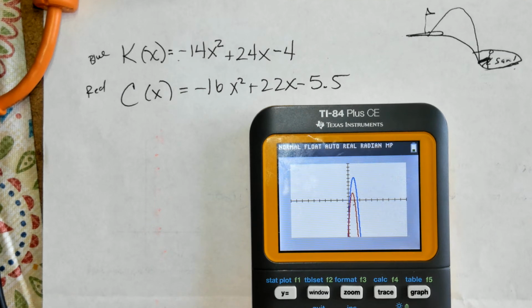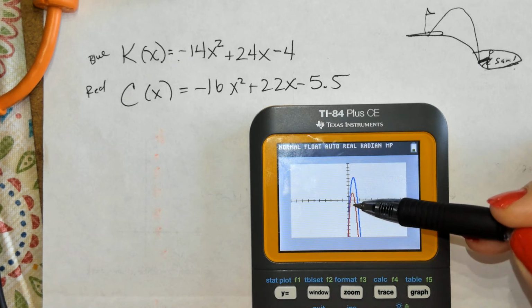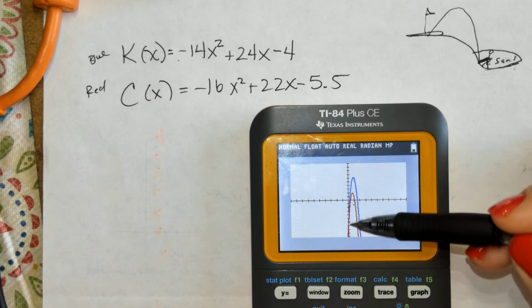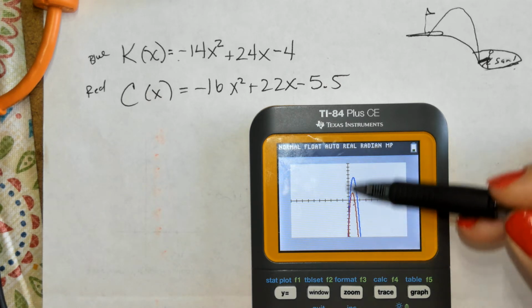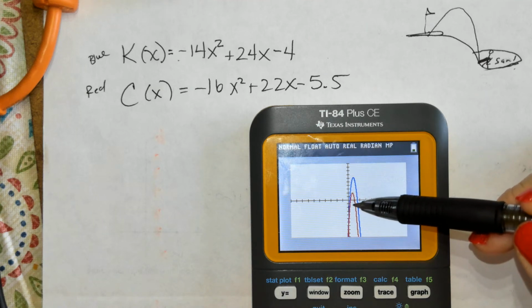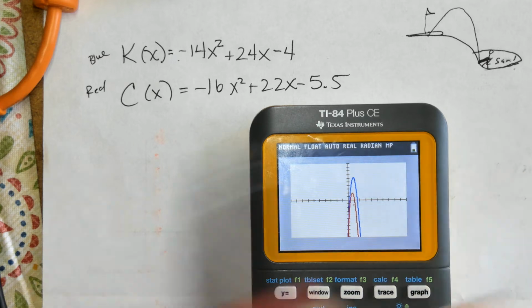Second question is, whose shot hits the ground the fastest? Remember, X is in terms of the time the ball is in the air, and Y is the height of the ball. So I can see that if this is the ground, the red hits first. Red is Cassandra.